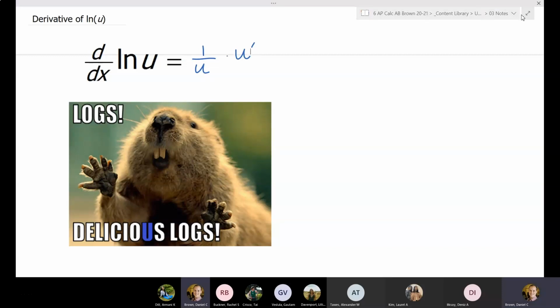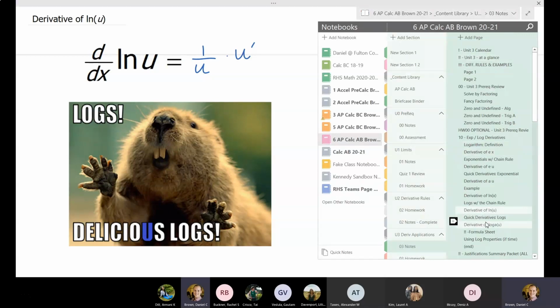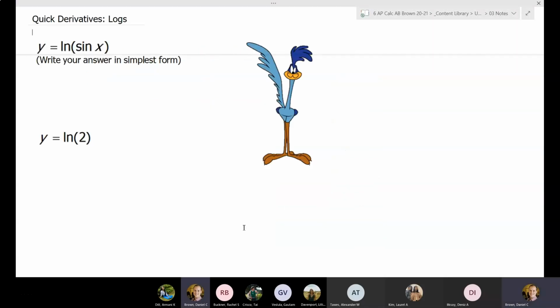So go ahead and try these two examples for me. Again, these are two that you should be able to do fairly quickly. And just for practice, I do want you to simplify that first one completely. So I have y is equal to the natural log of sine of x, and then I want you to also find the derivative of the natural log of 2. And then we just have one more rule to learn after this one.